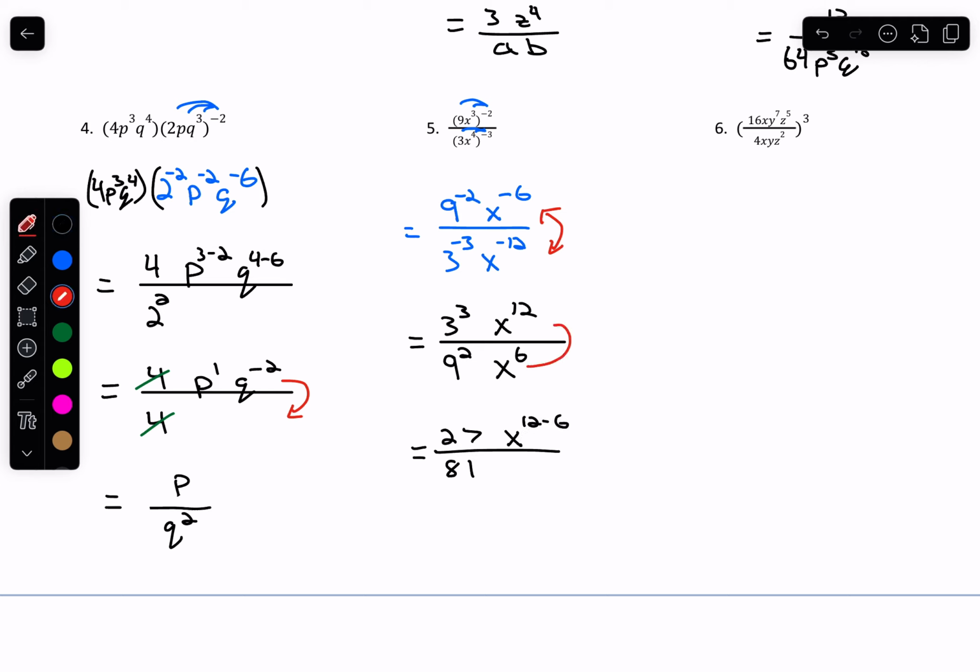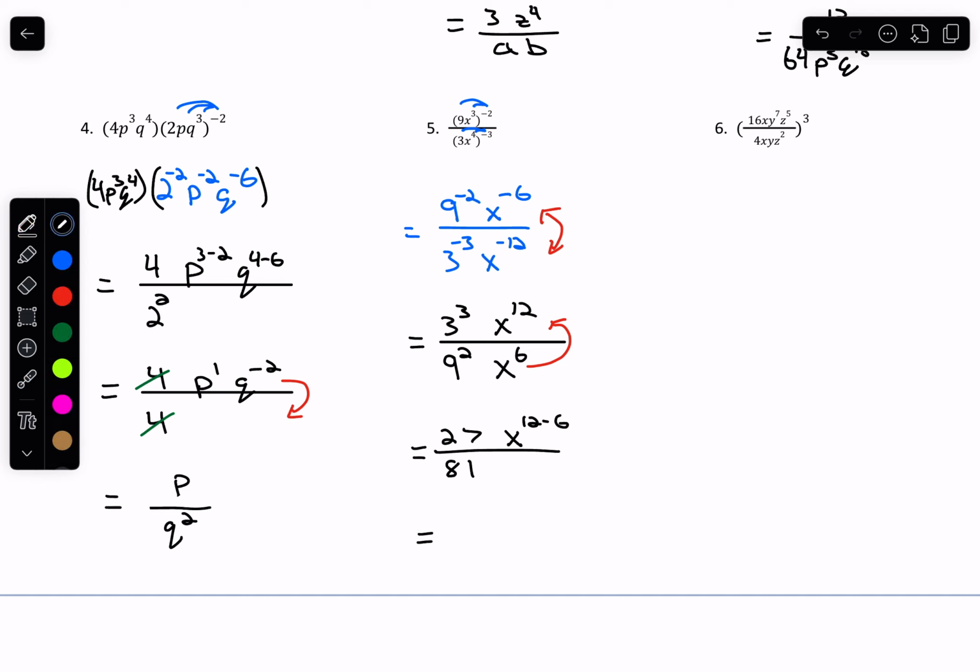Or I'm going to take this one and actually move it back to the top, which might seem kind of silly since I just moved it to the bottom, but it was easier for my brain to process it that way. Alternatively, we could have left it in the top and only moved the x to the 12 up there and done this in one step, but I think it's easier if you break it down this way. So now in my final step, I'm just going to simplify.